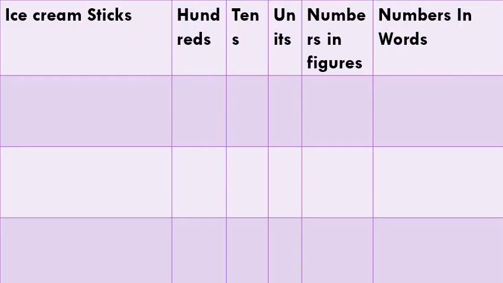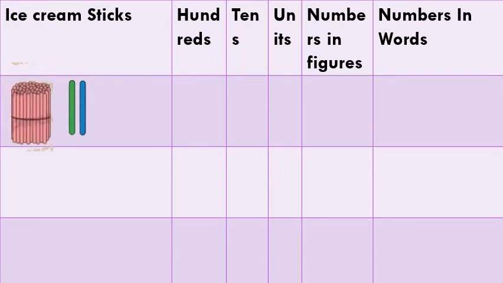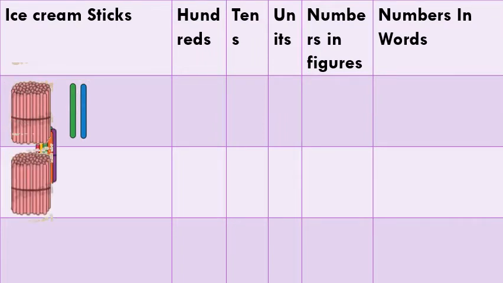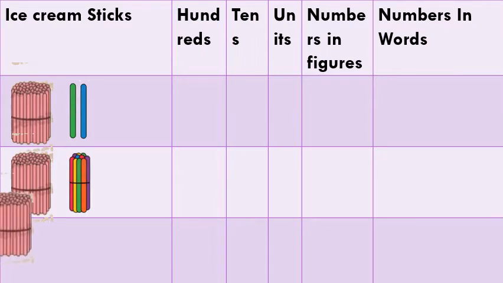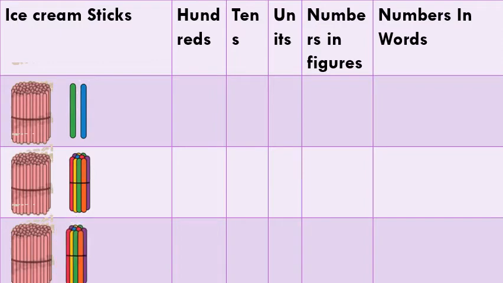Now we will fill this box. See here, ice cream sticks are there in the first box. We have to count them and write. You can see there 100 ice cream sticks tied together, 10 ice cream sticks tied together, and some single ice cream sticks also. Okay, now the first one we will go through.